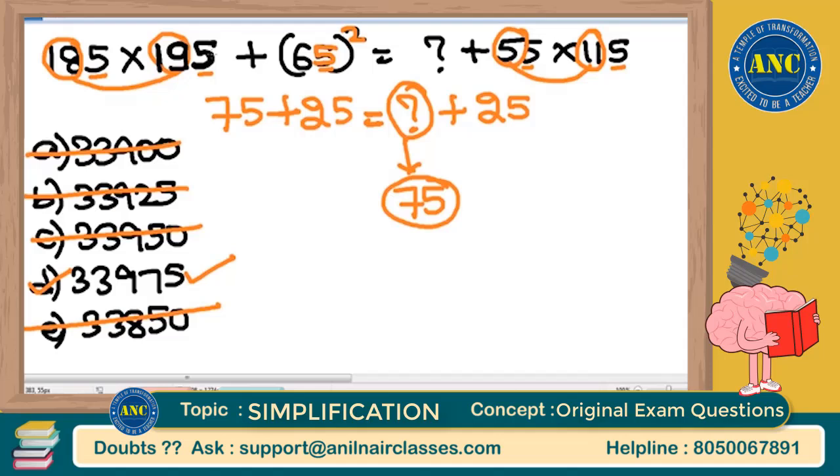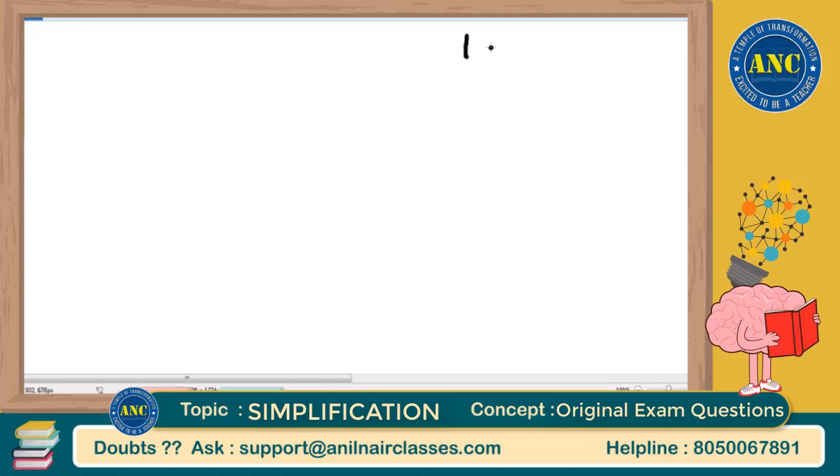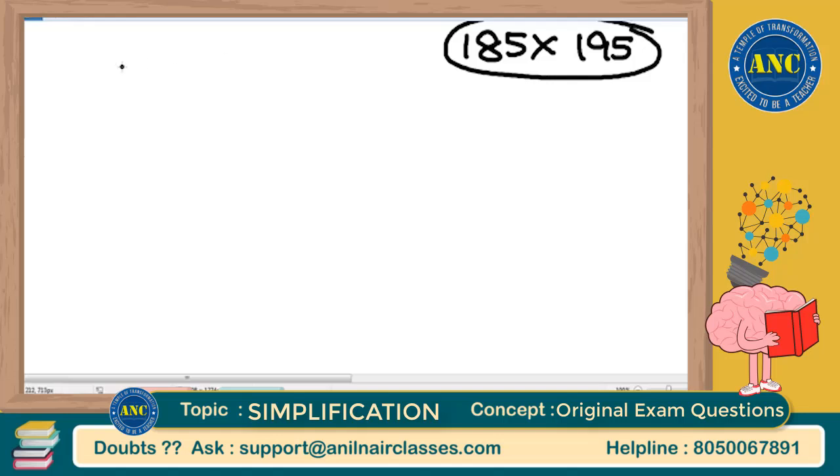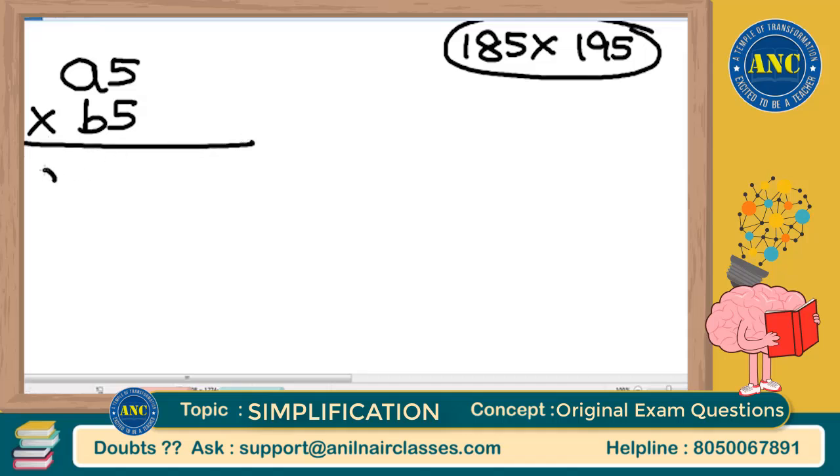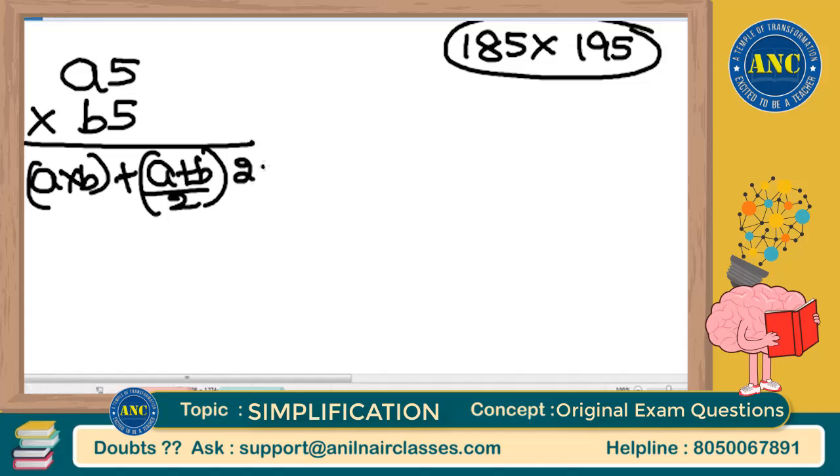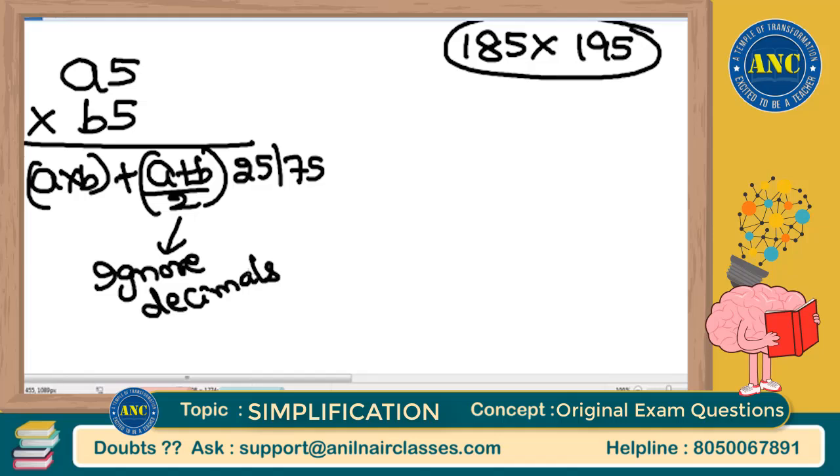In fact, one of the other methods is 185 into 195. Sir, 185 into 195 is there, right, sir? Can I multiply these two? Yes, definitely. I taught you that concept also, right, sir? A5 into B5. I taught you this in my first class of simplification. It is given by A into B plus A plus B by 2. If the numbers are ending with 5, the last two digits will be either 25 or 75. Two examples. If I get any decimals in A plus B by 2, kindly ignore the decimals, right? Kindly ignore the decimal. These are all already discussed, sir.